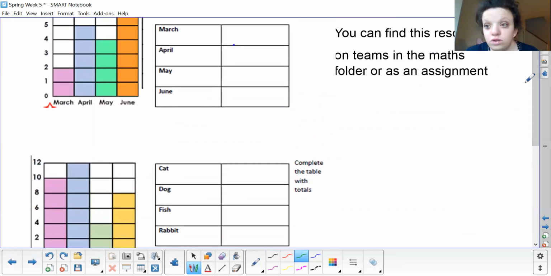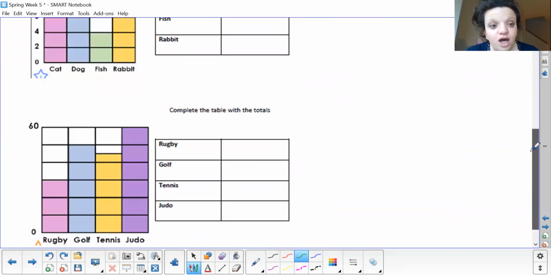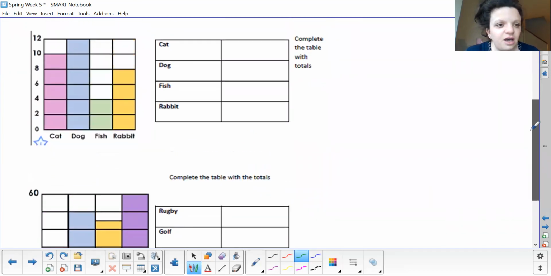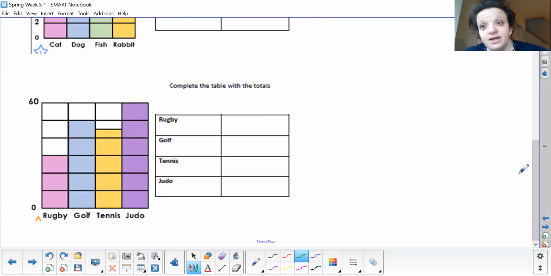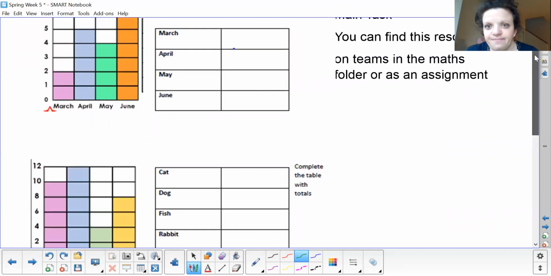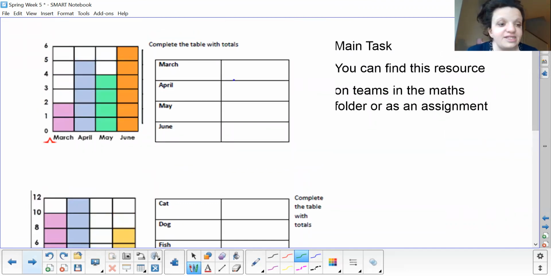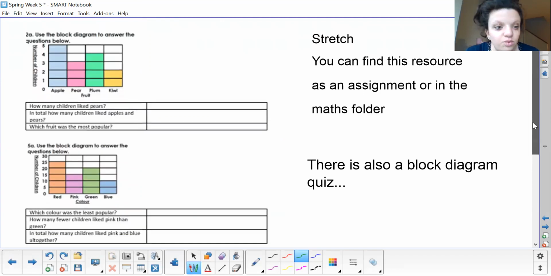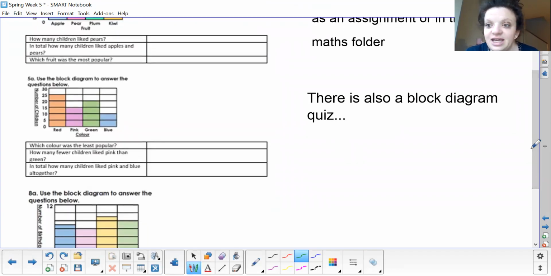So these ones are whole blocks. If you come to this one, you can see there's a half one in there. You've got to be a little bit careful of what the half is going to be. And this one here also doesn't have the steps on it. So to start with, you've got to work out what the steps are going to be. So that's your main task. And there's also a quiz. And then stretch is also there as an assignment today. You look at the block diagram and you answer these questions about the block diagram as well, which is kind of what we just did in that bit together.